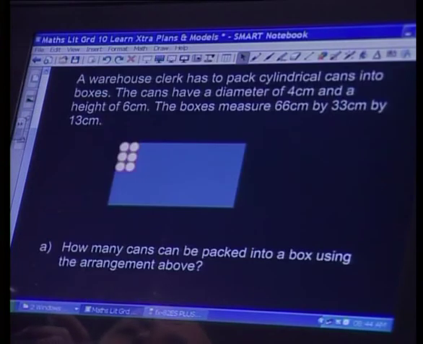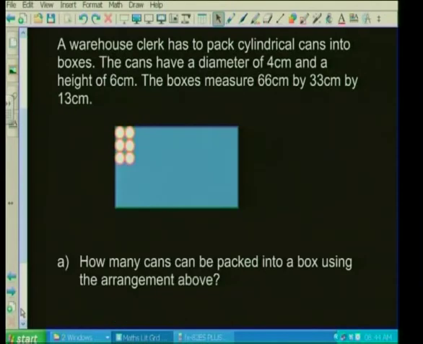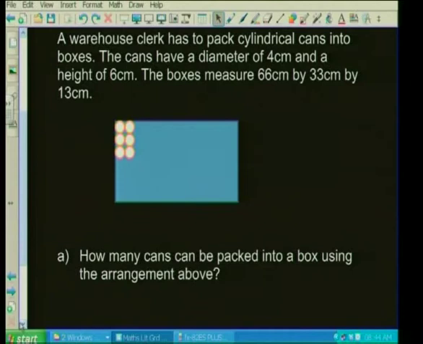Here we go. Question 3, it says a warehouse clerk has to pack cylindrical cans, that means cans that are round on the front face, into boxes. The cans have a diameter of 4 centimeters and a height of 6 centimeters. And the boxes measure 66 centimeters by 33 by 13. Okay, so we have a 3-dimensional box with a can that is 4 centimeters in diameter and a height of 6 centimeters. The question then reads, how many cans can be packed into a box using the arrangement above?